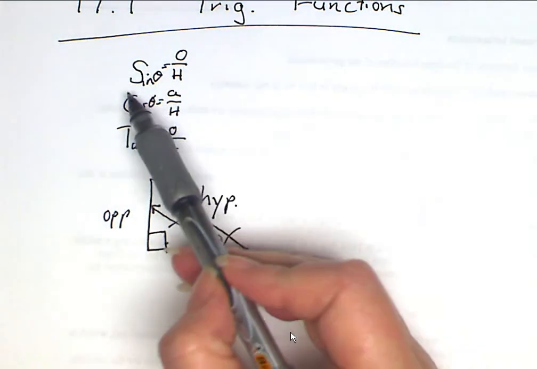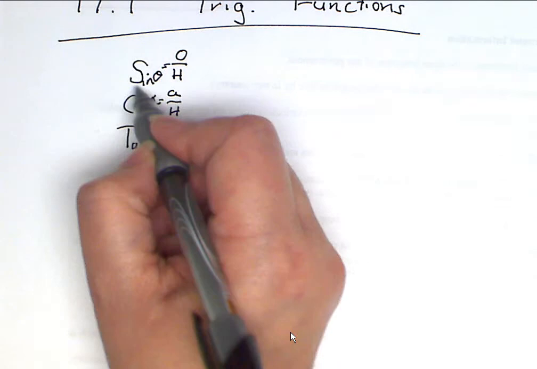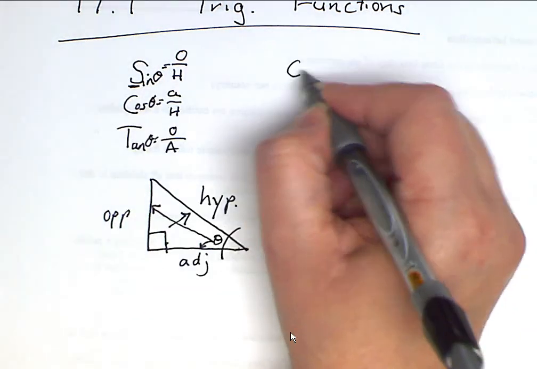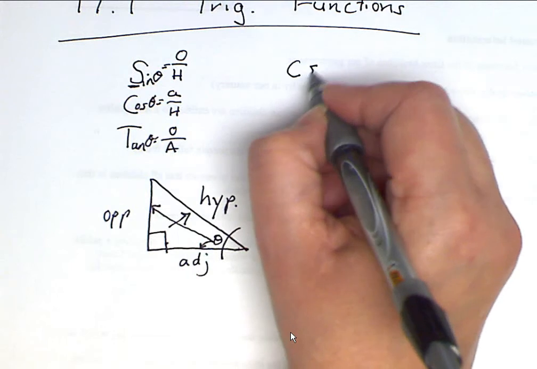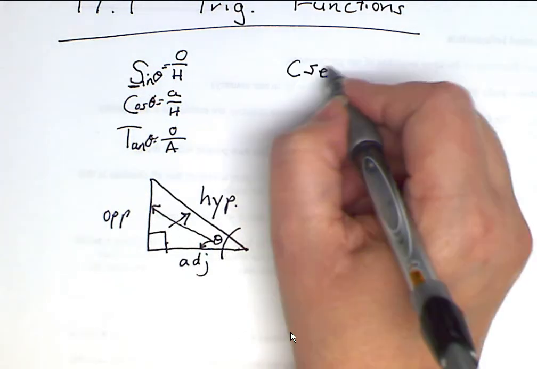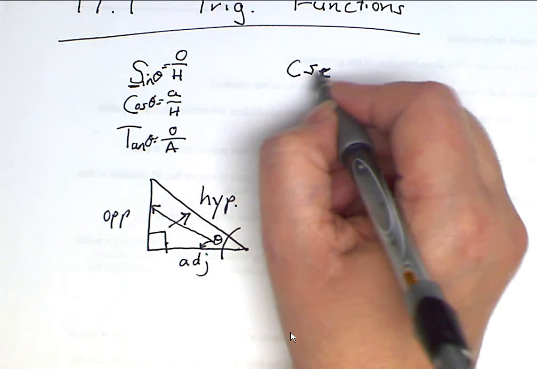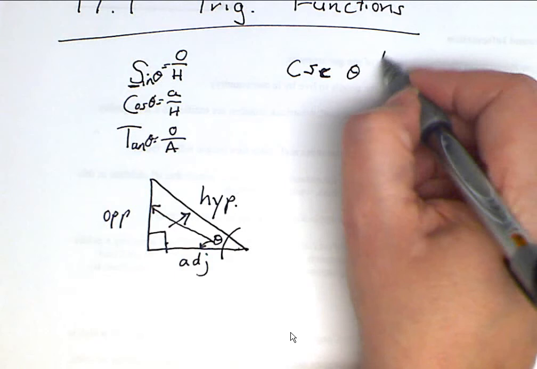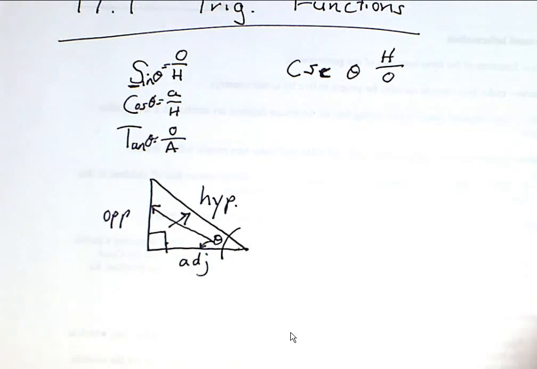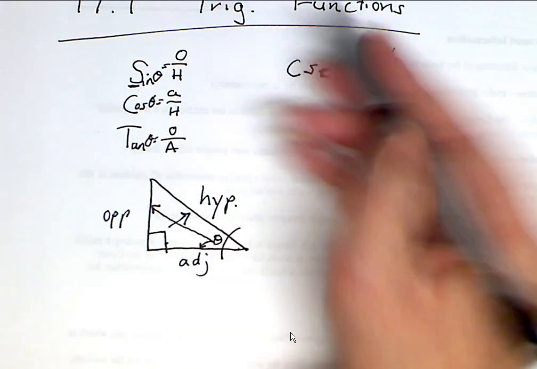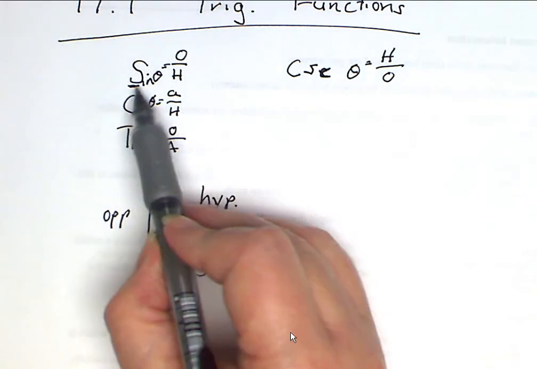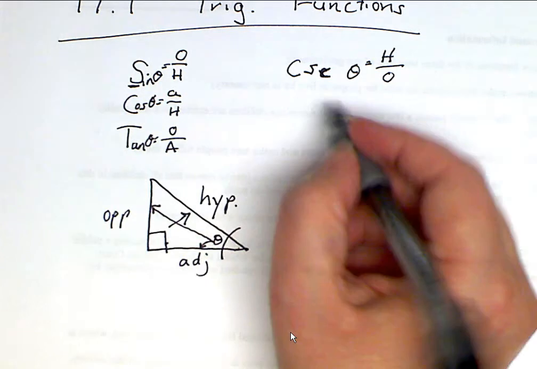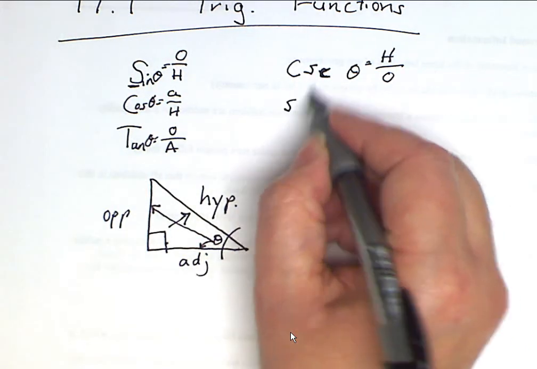What you have to remember is that S goes with C, so sine goes with your cosecant. The cosecant of theta is hypotenuse over opposite. So all you're doing is flipping this. Sine goes with your cosecant, CSC.